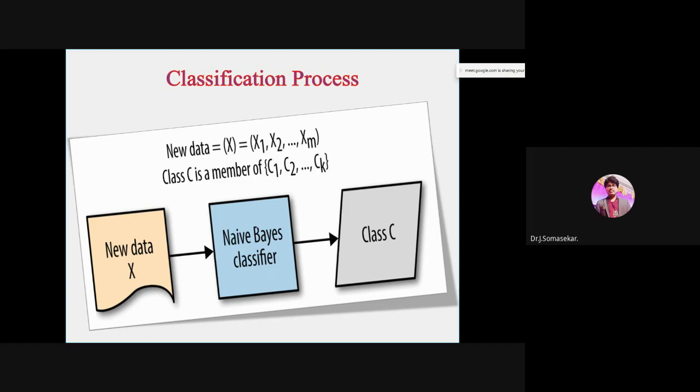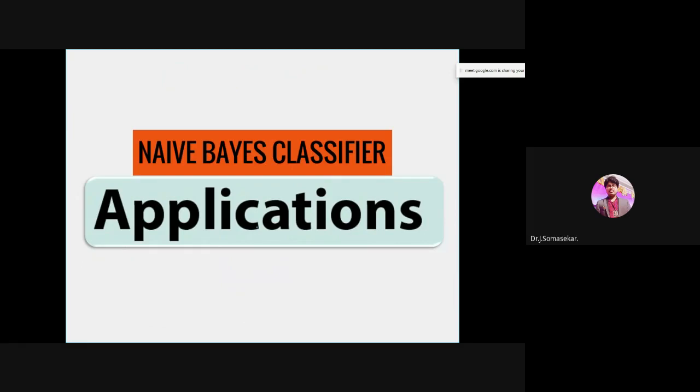I think the classification process is clear. Now we will see Naive Bayes classifier applications. Now we completed two sections.